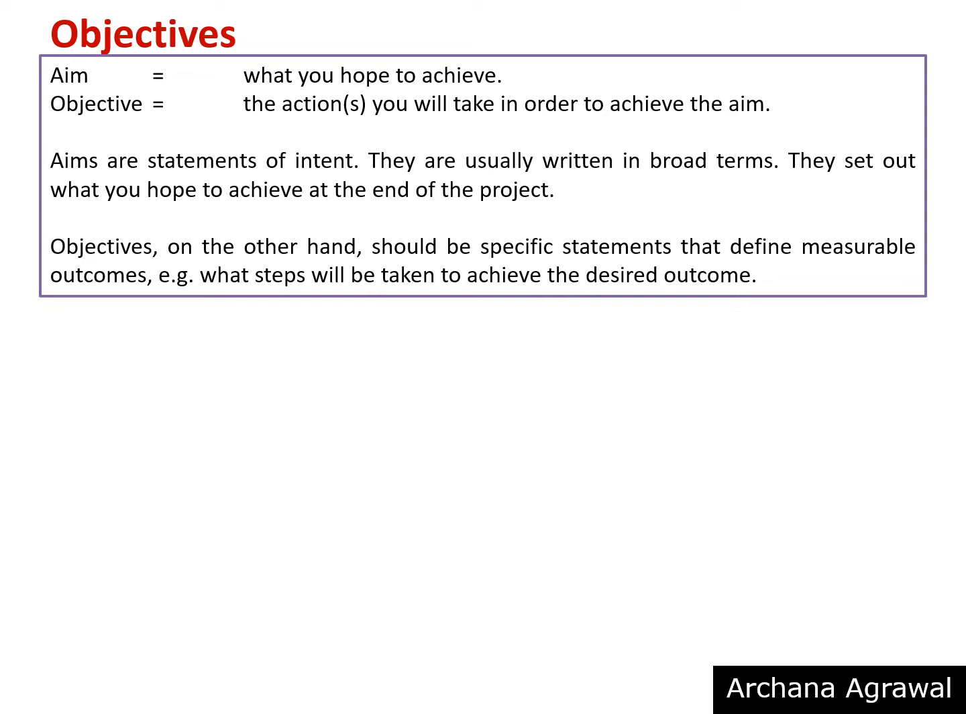Aims are statements of intent. They are usually written in broad terms. They set out what you hope to achieve at the end of the project. Objectives, on the other hand, should be specific statements that define measurable outcomes. For example, what steps will be taken to achieve the desired outcome?